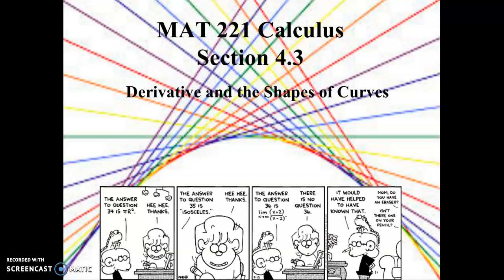Hello, this is Calculus 1, MAT221. This is the applications of the derivative. This is section 4.3, talking about the derivative and the shapes of curves, talking about the first and the second derivative tests.